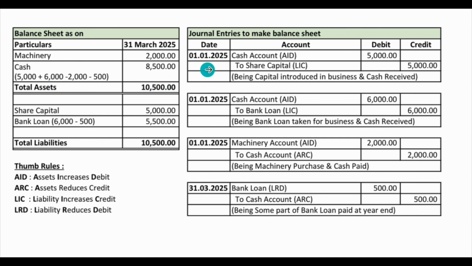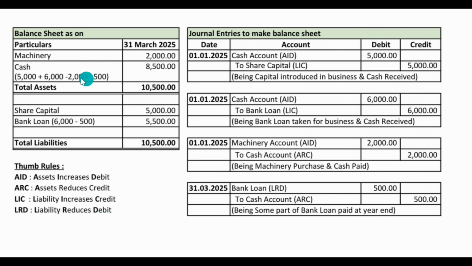Now this transaction is recorded in accounting language in the form of journal entries, for which we will make use of thumb rules. First is AID, that is asset increases debit. Then ARC, that is asset reduces credit. Then LIC, that is liability increases credit. And LRD, that is liability reduces debit.